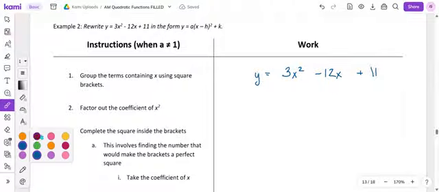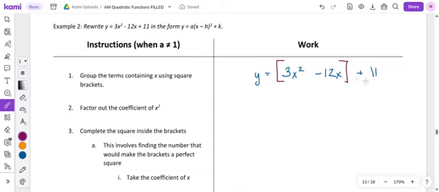I'm following all the same steps, but because of that 3, I need to add one more step. Step 1 was group the terms containing x using square brackets. So only the 2 that have an x get the square brackets. This is the beginning of partial factoring. Second, factor out the coefficient of x squared. That is also part of partial factoring. What is the coefficient of x squared? 3. So that means I'm going to divide everything by 3.